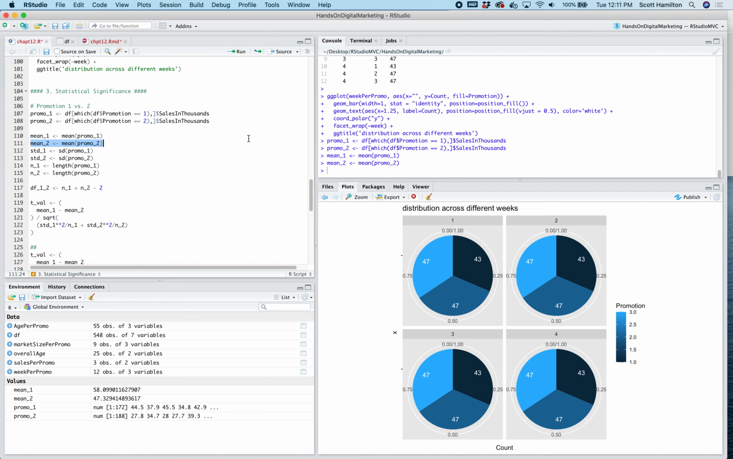Statistically speaking, that's not always accurate. Just because they are different numbers doesn't necessarily mean that there's a statistically significant difference. It could just mean that our sampling is not representative of the whole population.